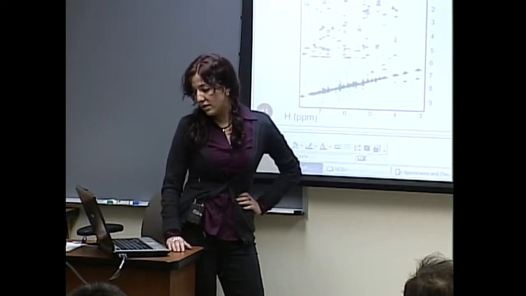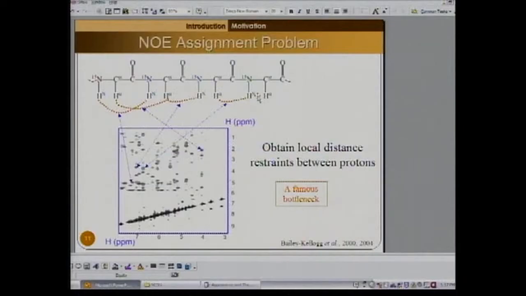Then the NOE assignment problem is the next problem. Once you get the data from the spectrometer, all of these peaks represent 2 atoms which are defined on each of the axes by their IDs, by their resonances. So each peak represents 2 atoms being in close proximity to each other.